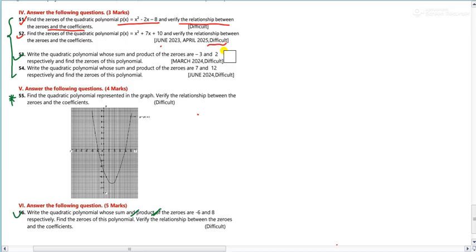Once you find it, yes, what is the polynomial? Okay, as per you it is x square plus 3x plus 2, right? Okay, so let's wait for others' response. Have you got the same, everyone?